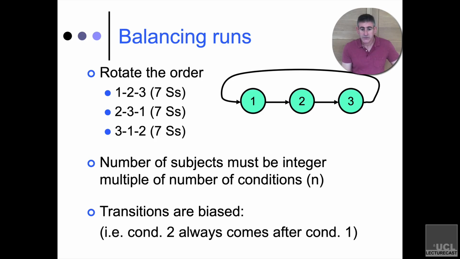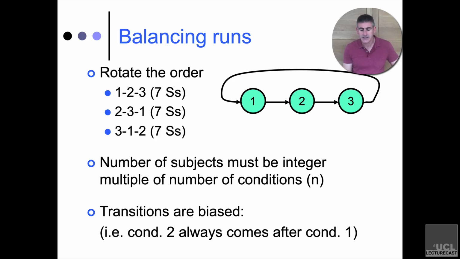One way to do it is just rotate the order. So that is to say, let's just say I had 21 participants. I could have 7 of them do 1-back, 2-back, and then 3-back. And then I could have another 7 do 2-back, 3-back, and then 1-back. So you can see I've just rotated it. And then the last 7 I can have do 3, 1, and 2. So again, I've rotated again.